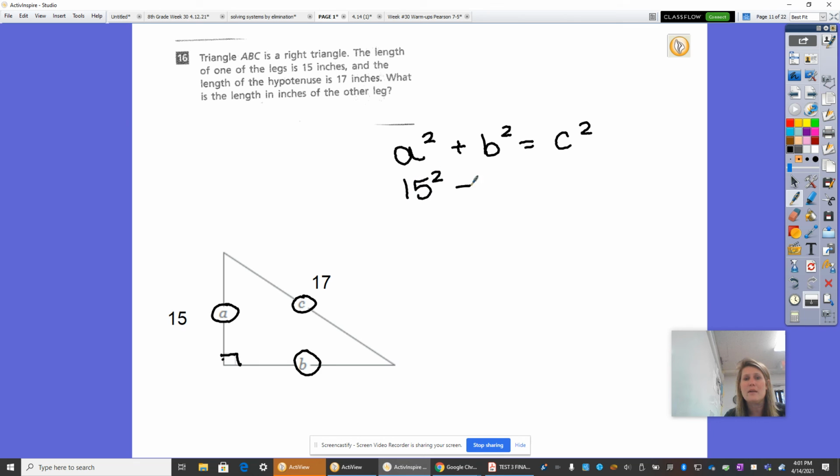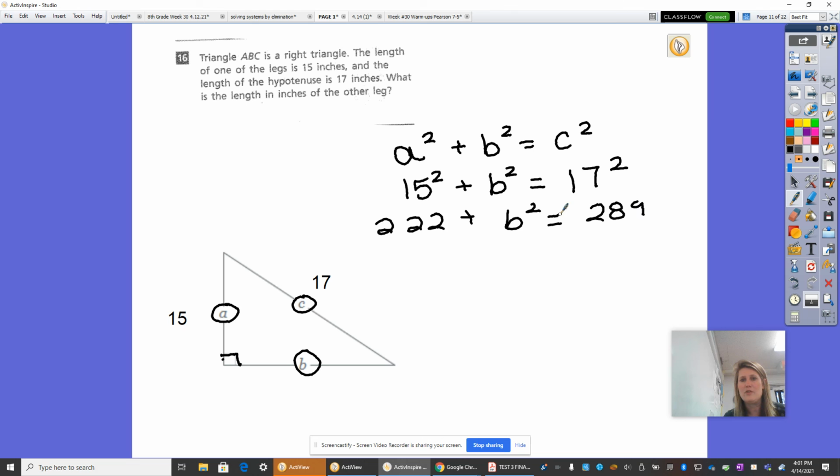So 15 squared, we don't know what b squared is, but we do know c is 17 squared. When we do these, it's 225 plus b squared, and 17 squared is 289. Then we draw the line down and solve. Minus, oops, that should be a 5. 225 on both sides. And we get b squared equals 64.